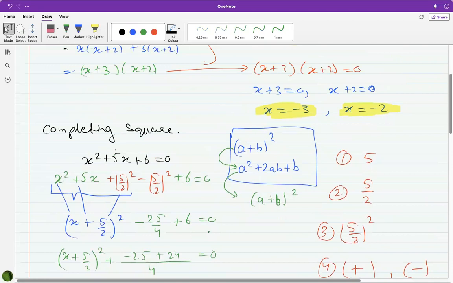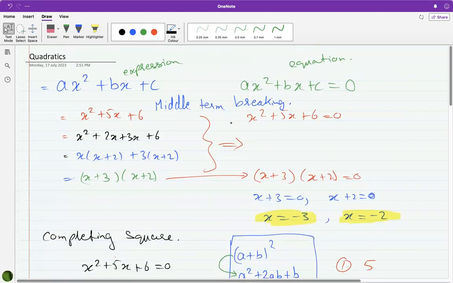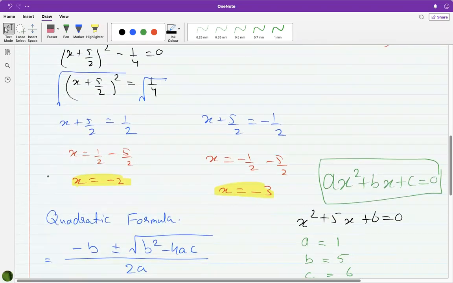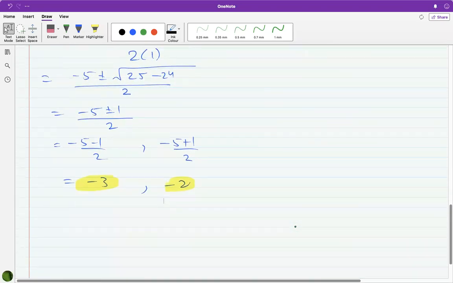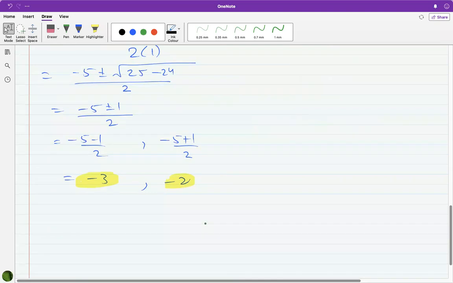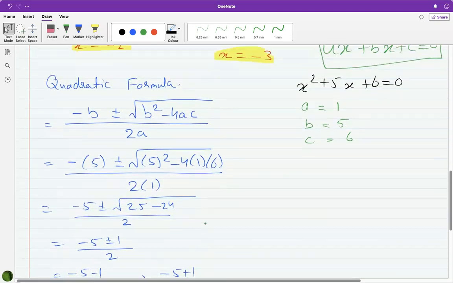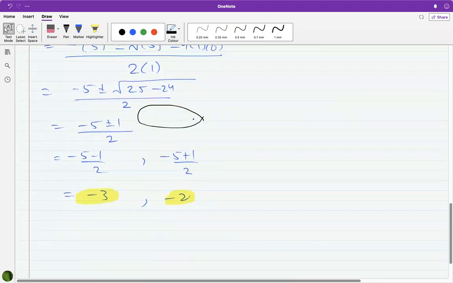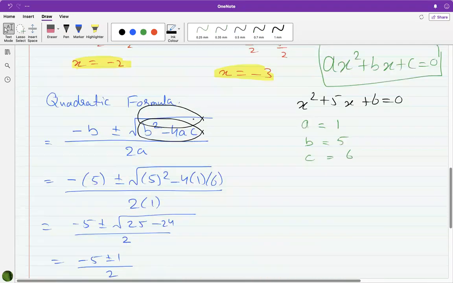Okay. So we used middle term breaking. Answer is minus 3 and minus 2. Completing the square form, answer is minus 2 and minus 3. Quadratic formula, minus 3 and minus 2. All three times the same answer. So from here we will lead towards our section of A levels, and we will need this thing, b square minus 4ac, known as the discriminant.